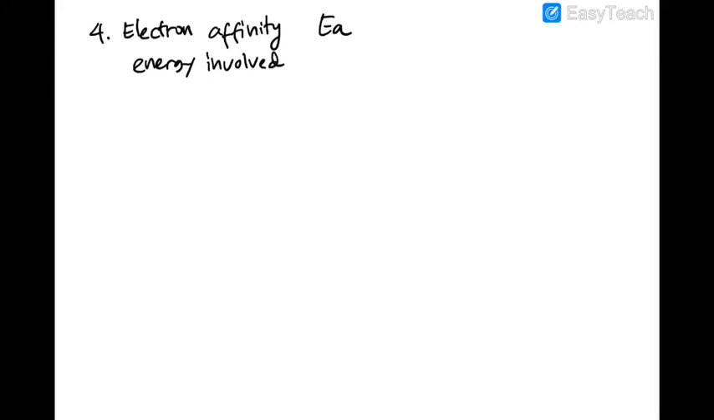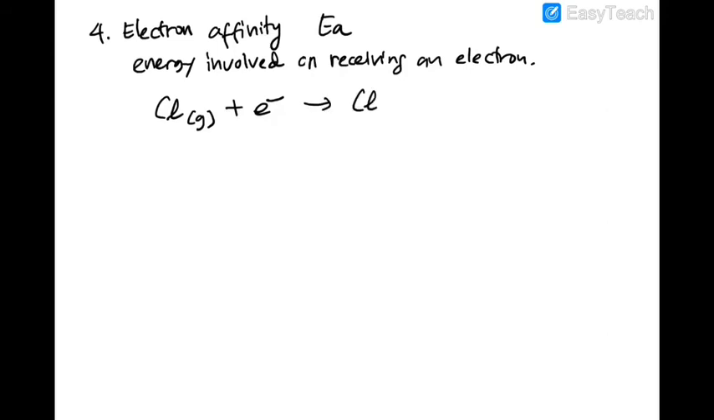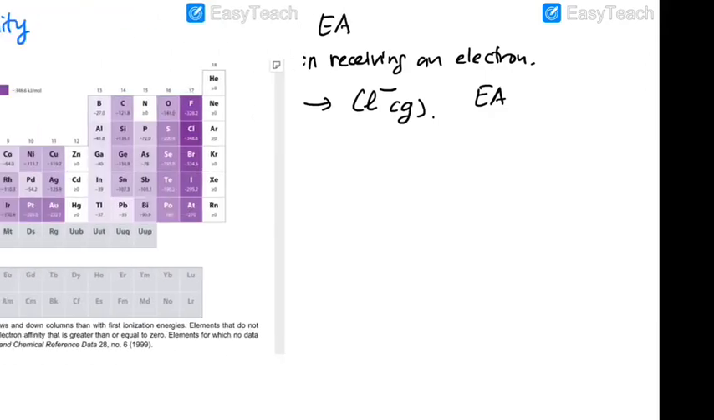And finally is the electron affinity. The electron affinity is the energy that is involved in the process of receiving an electron. For instance, we have Cl in gas phase as usual. Now it receives an electron, and now we result in Cl minus in gas phase. The energy correlated to this process, we call EA. I will write it down like this.